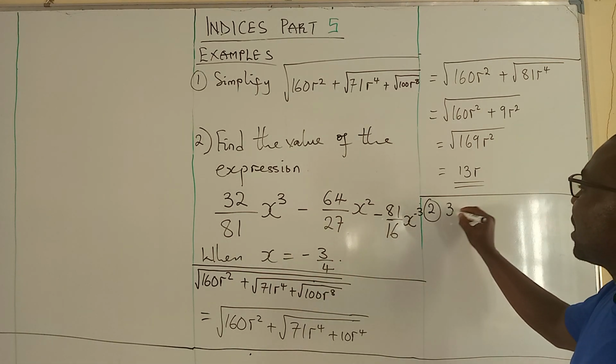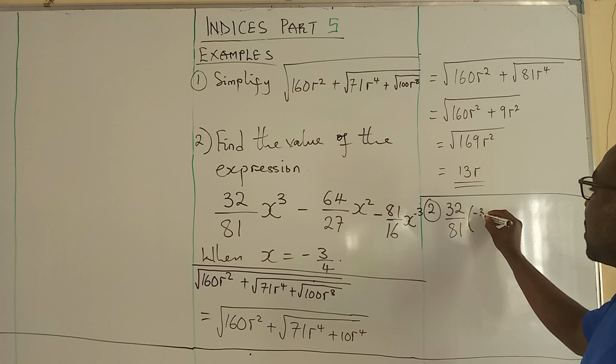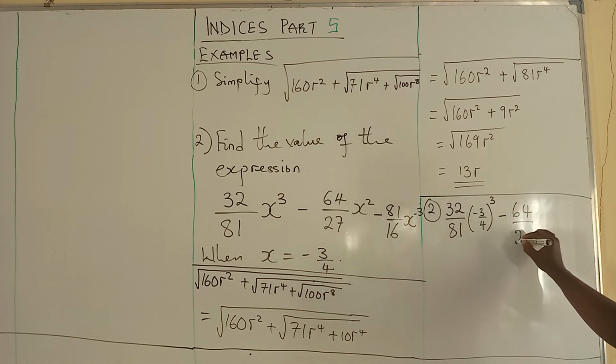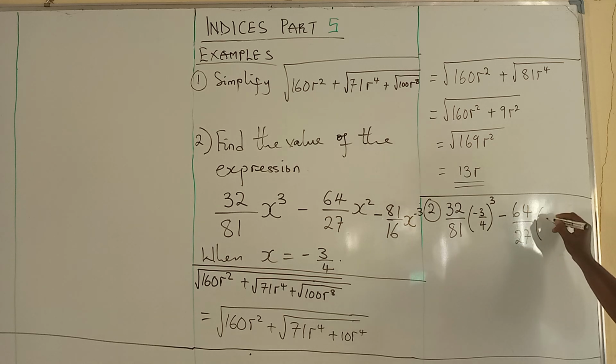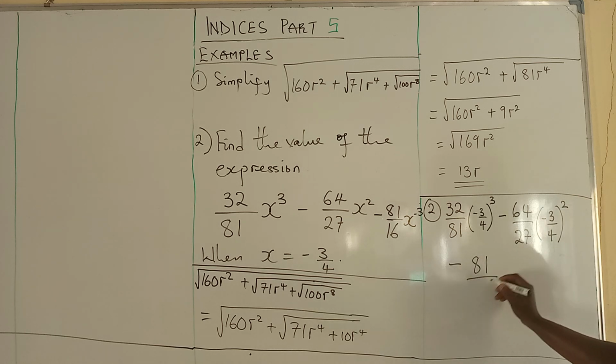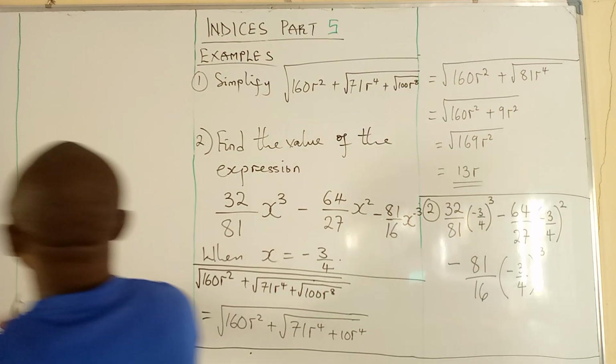So this will now become 32 over 81 times minus 3 over 4 raised to power 3 minus 64 over 27 times minus 3 over 4 raised to power 2 minus 81 over 16 times minus 3 over 4 raised to the power of minus 3. And so, let's continue from this other side.